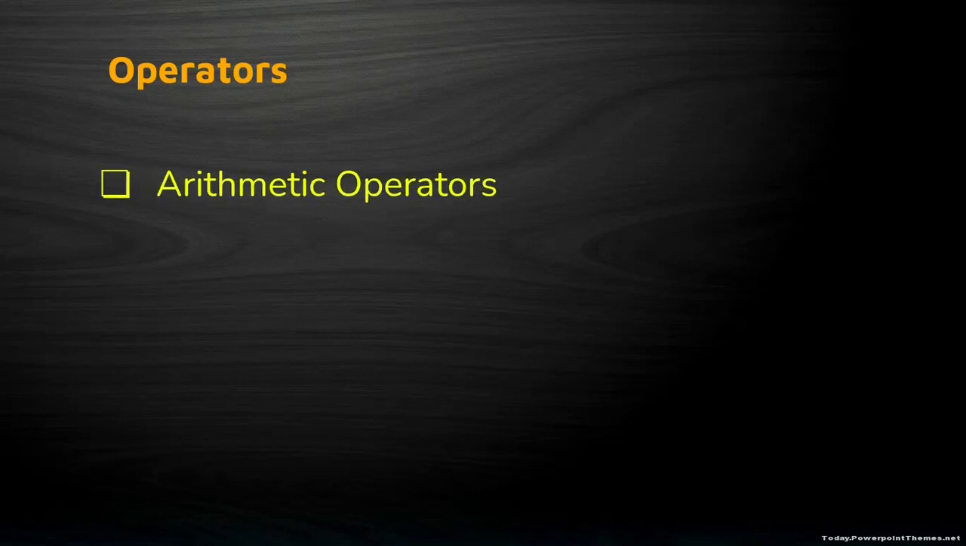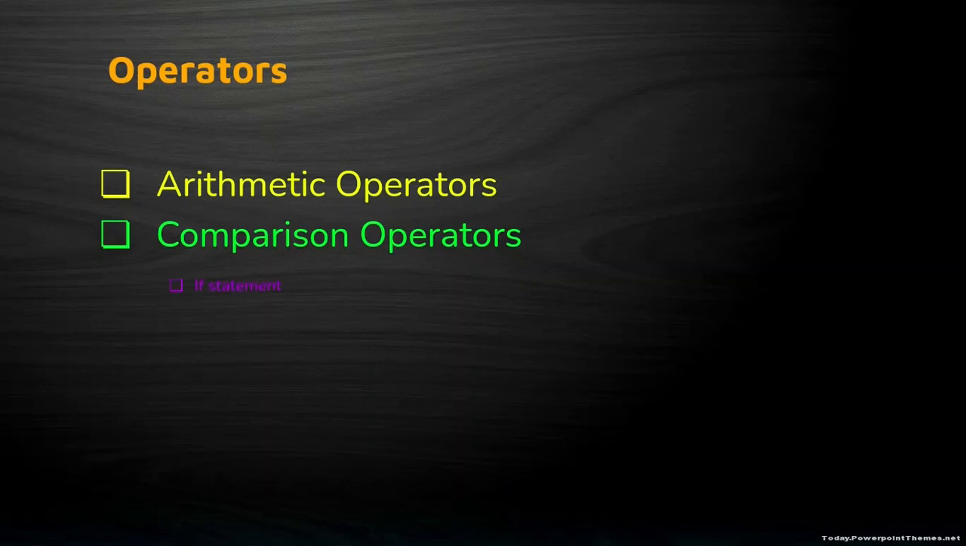So let's break down the operators that we have. We have different categories of operators in C. We have arithmetic operators, which are the operators that we use whenever we want to do math related operations. And then we have comparison operators. This is us comparing two things, and in this case we're just going to be comparing two numbers. Then we have an if statement, which is going to be the conditional statement.